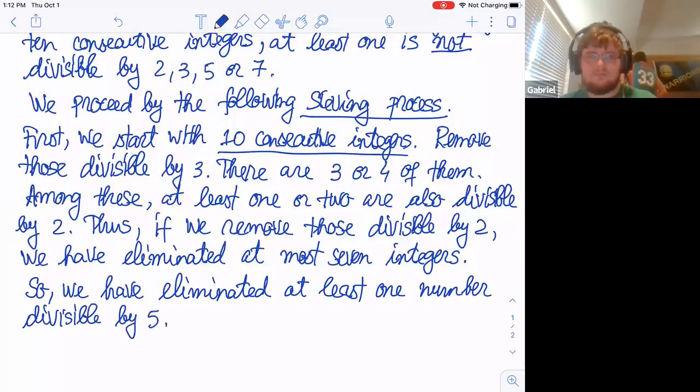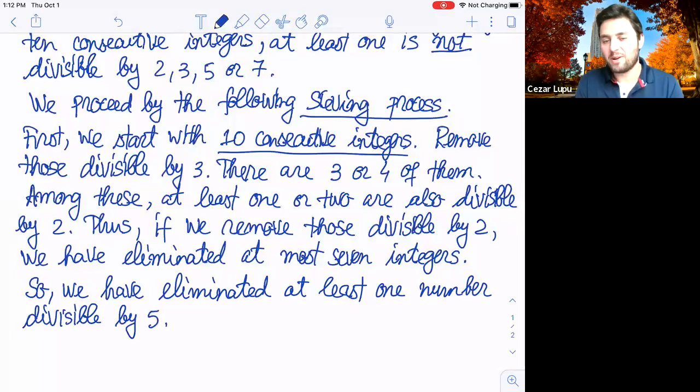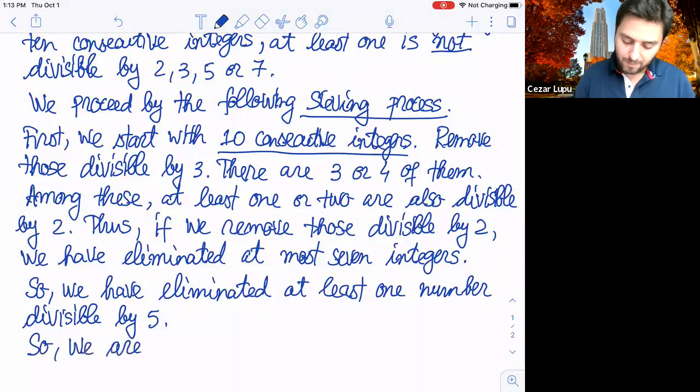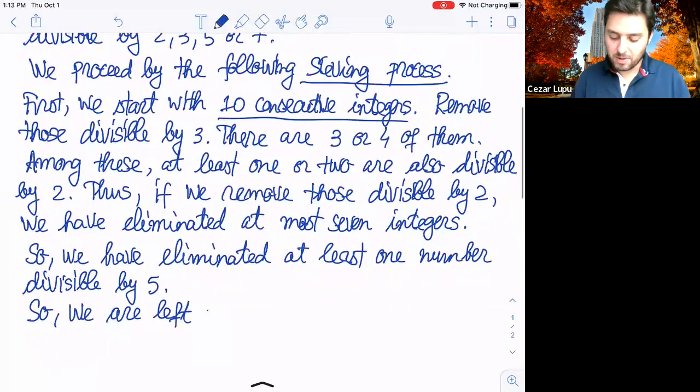Okay, well, what are we left with? Can you tell me? Do you understand the sieving process, what I just did? I keep eliminating numbers. I want to see who is divisible by what, and I'm just taking them out. So we're left with how many integers? Well, we have eliminated 7, so we're left with 3 integers.